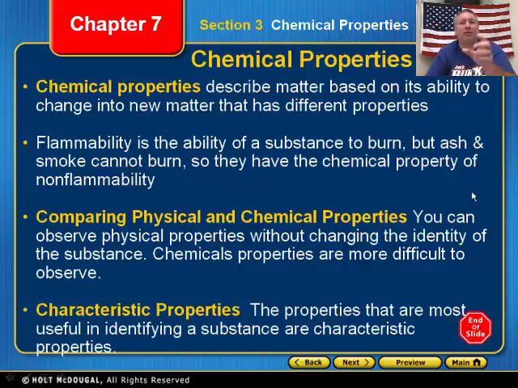Now, when we talk about the different properties that these things have, we're talking about their characteristic properties. Characteristic properties are the most useful properties we use in identifying what a substance is. So a characteristic property is a property that is most useful in identifying that substance.